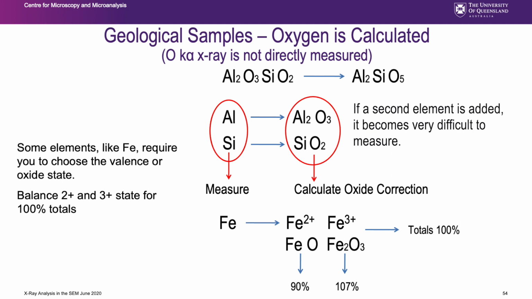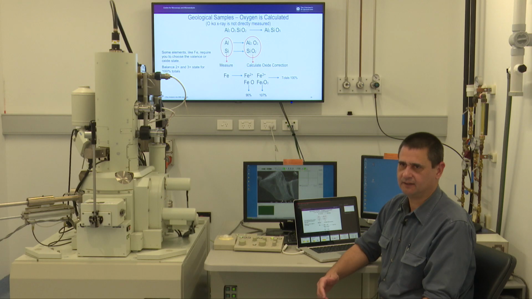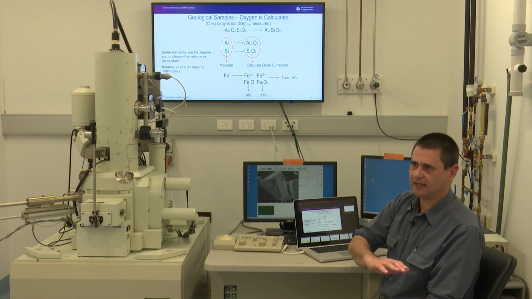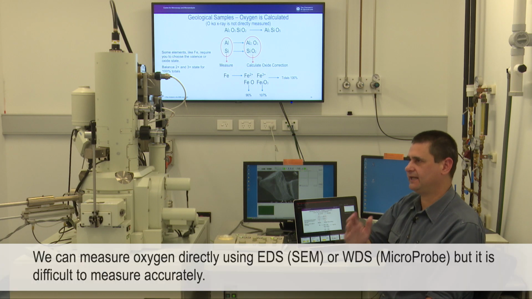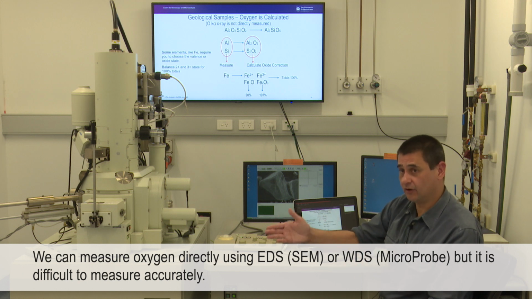So what we then do, when we have multiple elements with multiple valence states, is we just directly measure the oxygen X-ray. In the old days, it was hard to do on EDS, but now both on EDS with an SEM or on WDS with a probe, we can do oxygen directly.